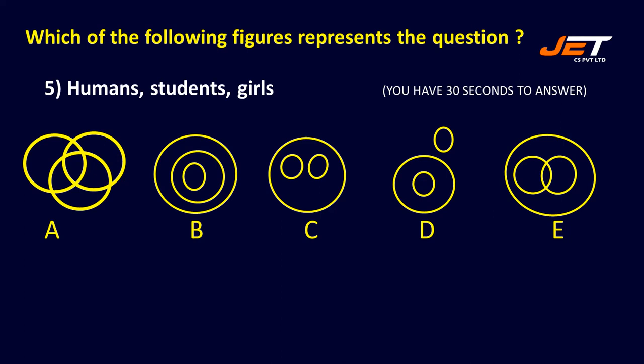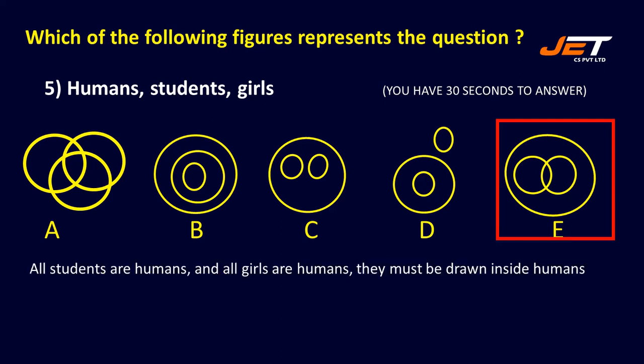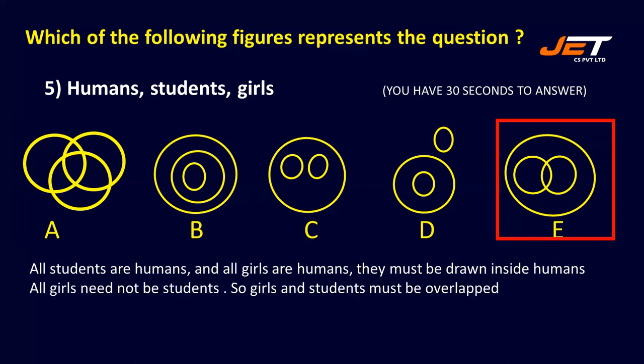So 5 options are given. We need to choose the correct option. Let us see which is the correct option. The correct option is E. Yes, because all students are humans and all girls are humans. So they must be drawn inside the humans. All girls need not be students. So girls and students must be overlapped.